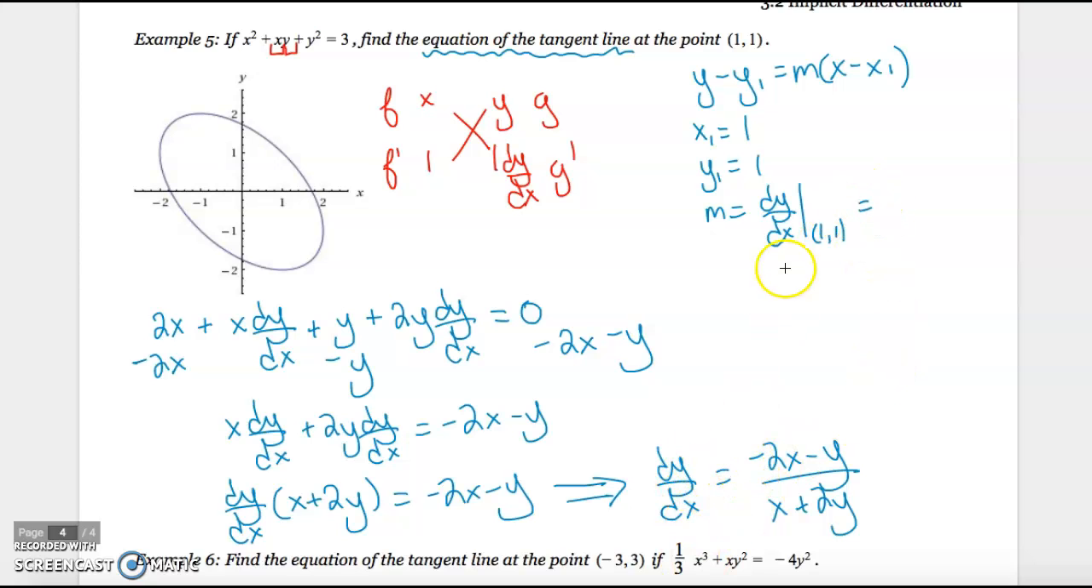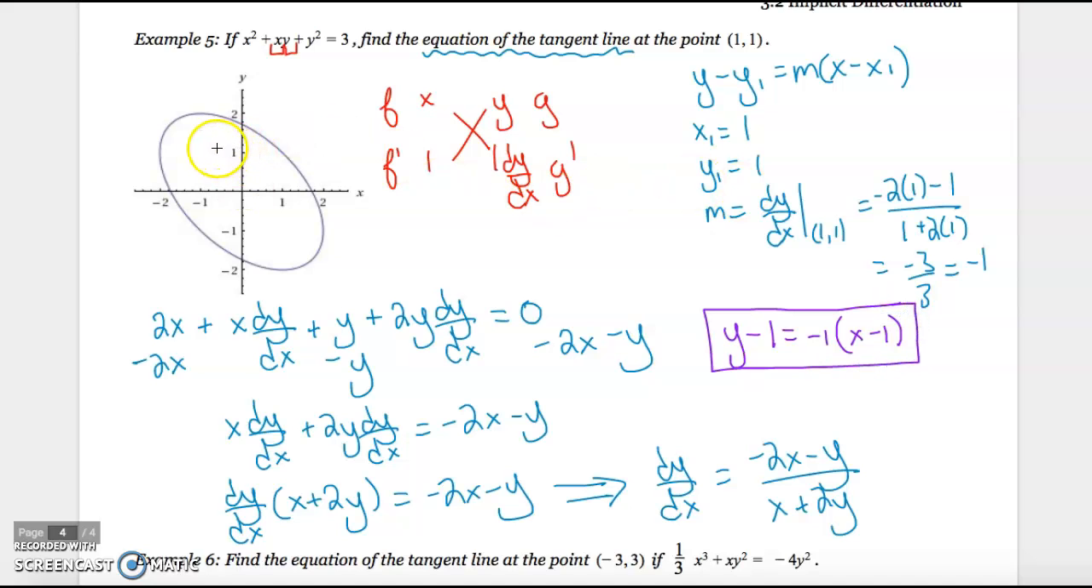All right, so I found my derivative. To find my m, the slope of my tangent line, I plug in 1 comma 1. So I would get negative 2 times 1 minus 1 over 1 plus 2 times 1, which would give me negative 3 over 3. So my slope would be negative 1. And then for my final answer, I'm going to write out the equation of my tangent line because that's what it told me to do. So y minus 1 equals negative 1 times x minus 1.